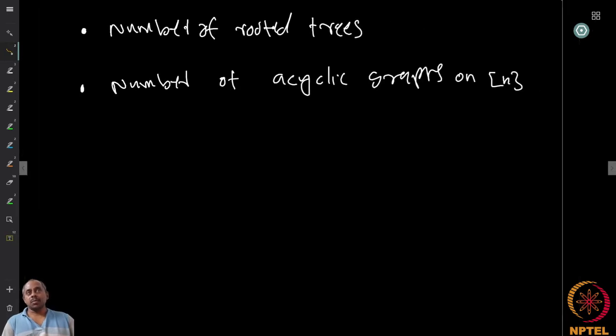You can ask the number of rooted trees, the number of acyclic graphs, all this we can ask about. So these are all questions. Some of these we will try to tackle now, and some of these we can try to work out when we look at further topics like maybe species and things like that. We might find an easier way to do this. But we will look at a couple of things at the moment.